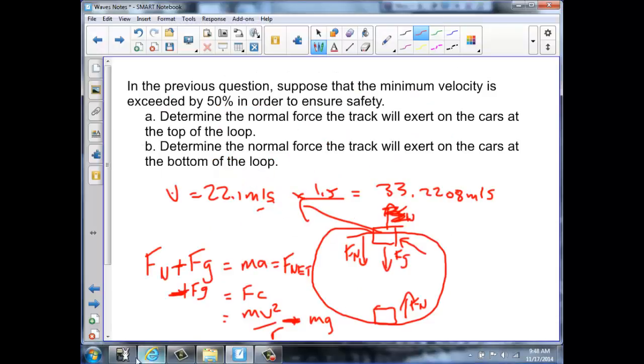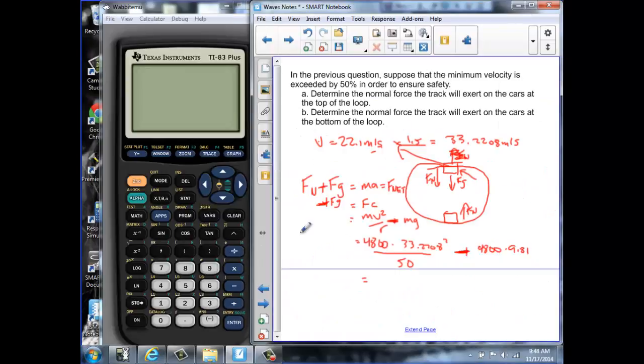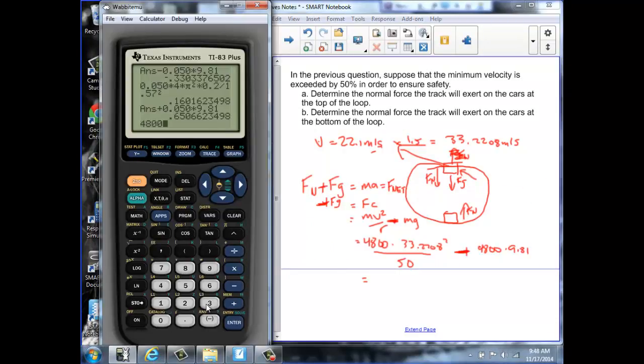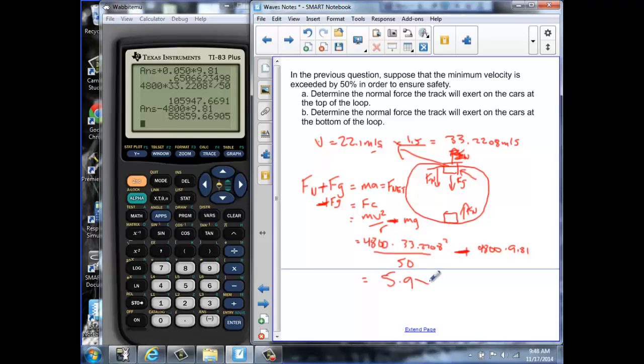I got 58,000. Should I do this on the calculator together? Yeah. Okay, 4,800 times 33.2208 squared divided by 50, minus 4,800 times 9.81. I got 58,859. Yep. Did you get 58,000? I got mine rounded to 60. Does that make sense?